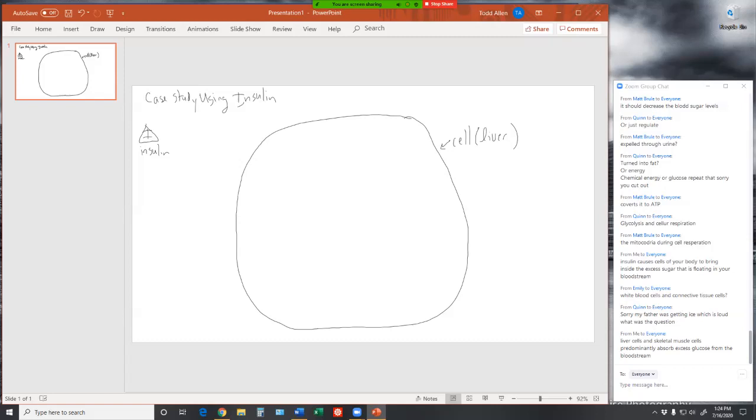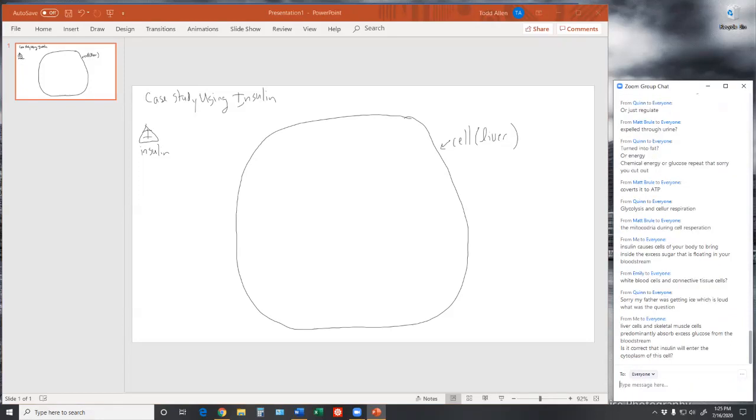Now, let me ask a couple questions. I know this is new stuff and maybe you haven't had a chance to fully read this chapter, and that's okay. But we need to be sure that you're staying with us here. Here's my question. Is it correct that insulin will enter the cytoplasm of this cell?